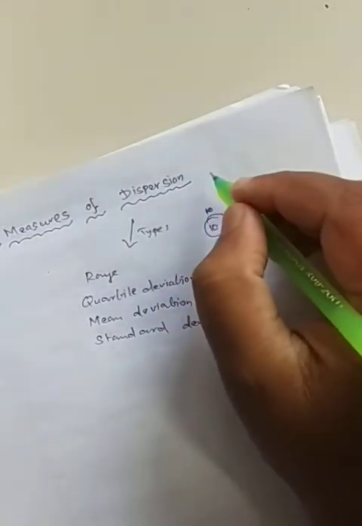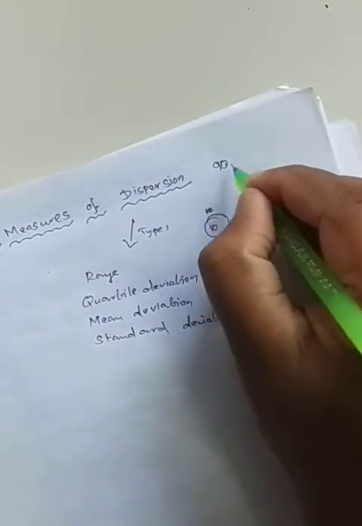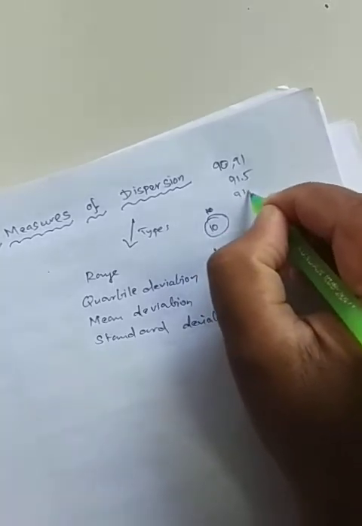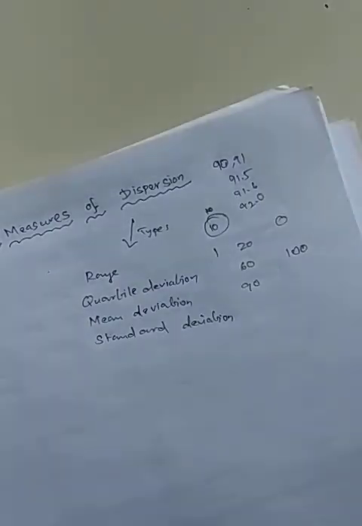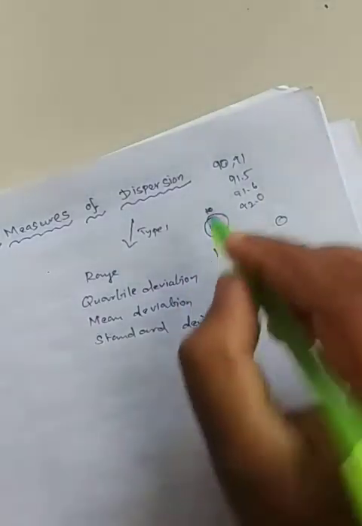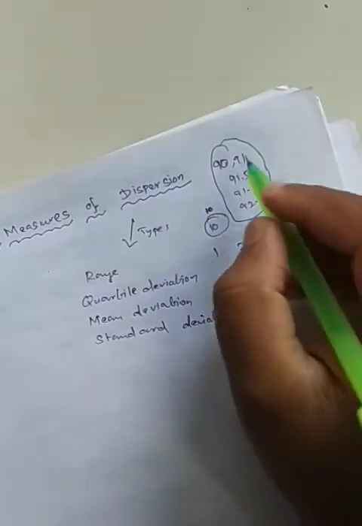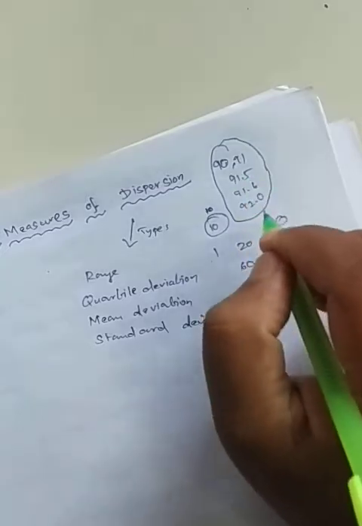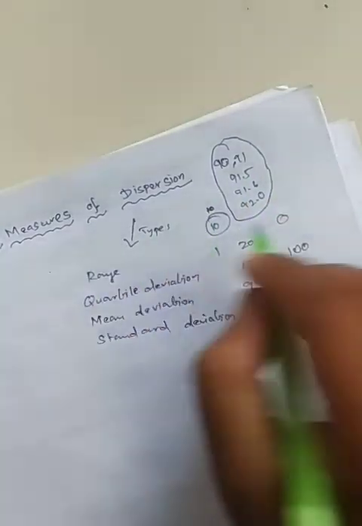What is not dispersion means like 90, 91, 91.5, 91.6, 92.0. Likewise we can write. So these are not dispersed. Why is it not dispersed? Marks are 90, 91. It's in and around 91. Whereas here the wide dispersion is there. That only we are going to study.